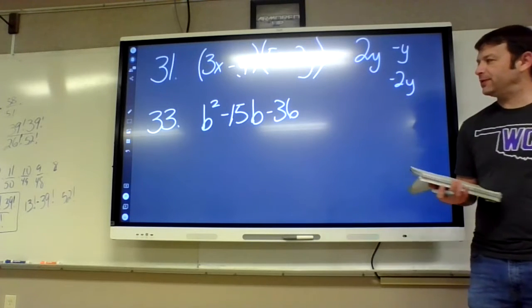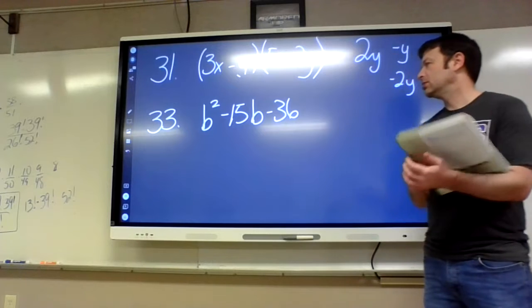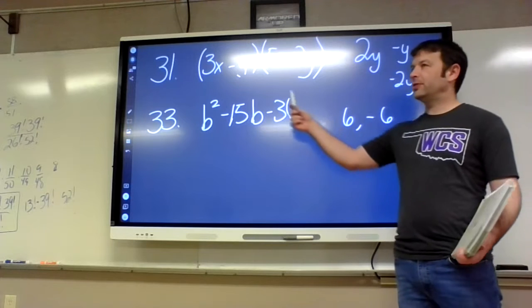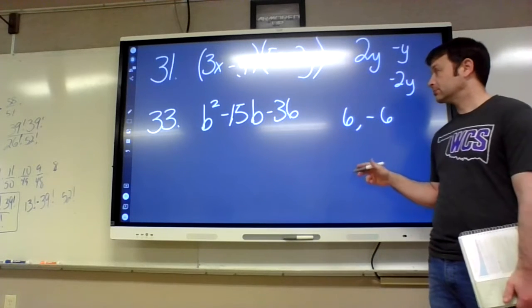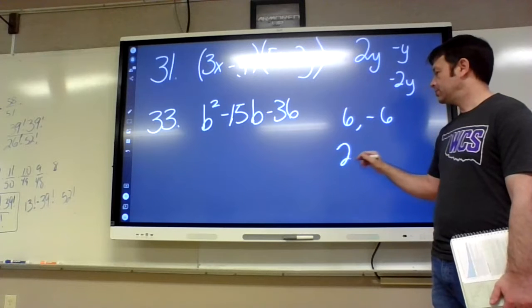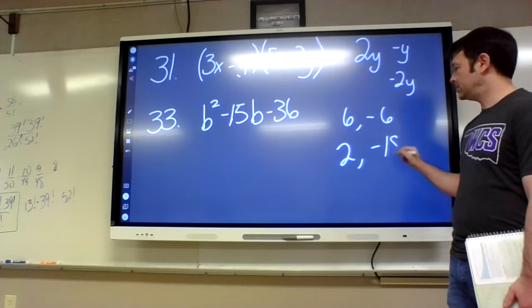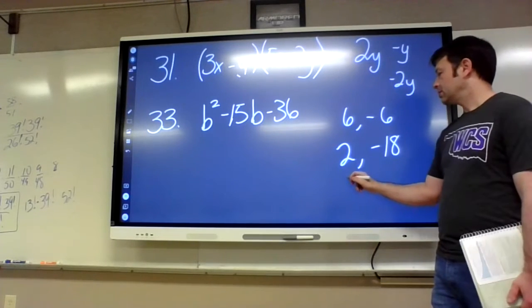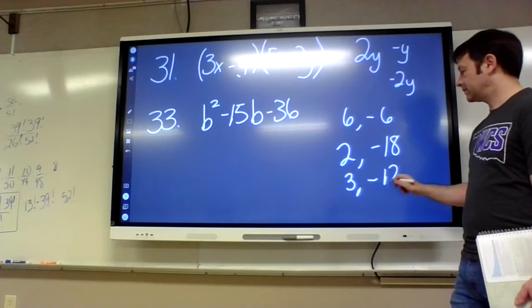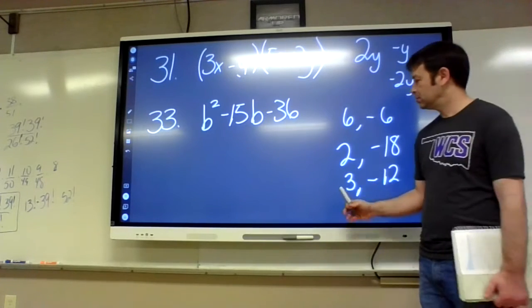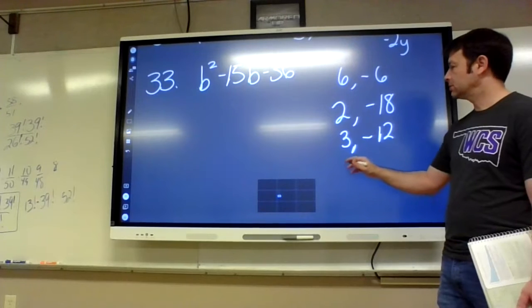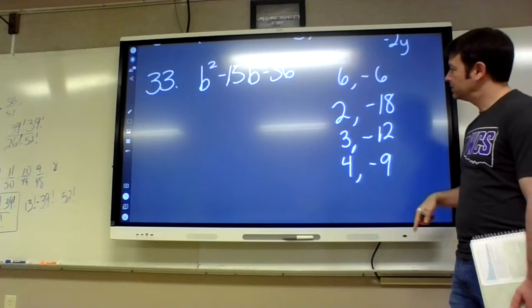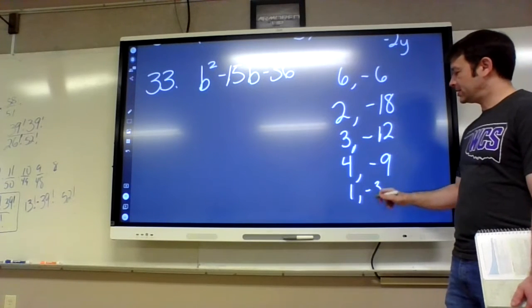Okay, 2 odds. What can go into negative 36? 6 and negative 6. That adds up to 0 though, not negative 15. What else? 2 and negative 18. 2 minus 18 is negative 16. 3 and negative 12. That would be negative 9. Yeah. How about 4 and negative 9? That would be negative 5. 1 and negative 36, that'd be negative 35.